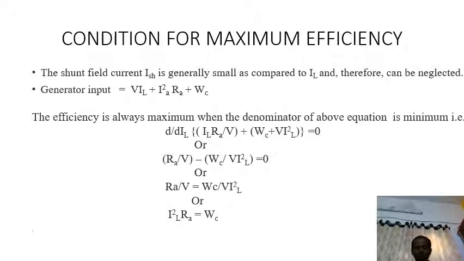Similarly, we get the equation IA square RA is equal to WC. So I square is equal to WC by RA, and I is equal to root of WC by RA. Efficiency changes with respect to the current, and similarly, you can show the graph.